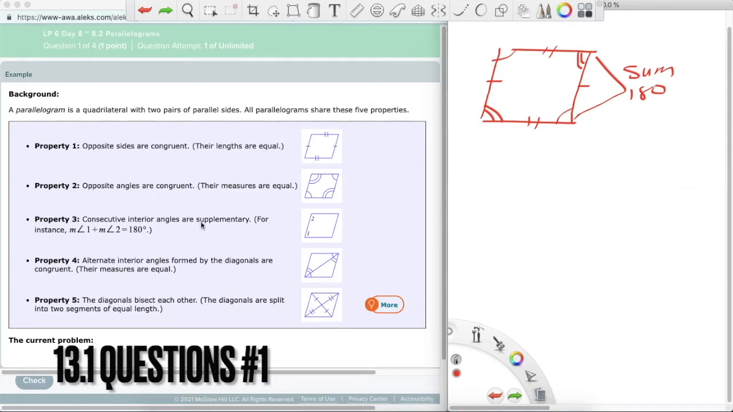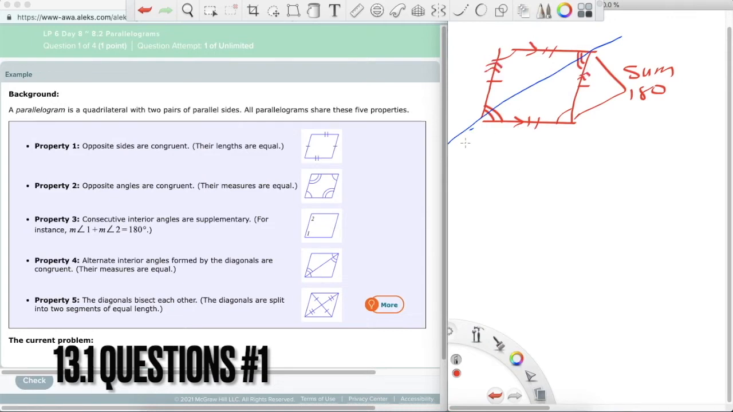Alternate interior angles formed by a diagonal are congruent. So this is true. We were learning about this in the last section before last semester ended. If you have 2 parallel lines and a transversal like this, remember it's a parallelogram, so that's another basic definition, is that opposite sides are also parallel. I know I didn't mark it, but here's my parallel mark for the top and the bottom, and then 1, 2 for the sides like this.